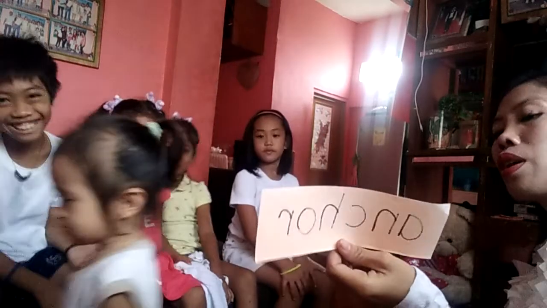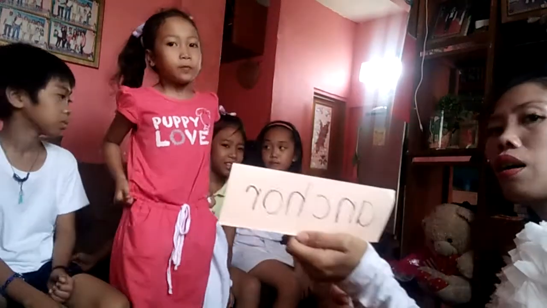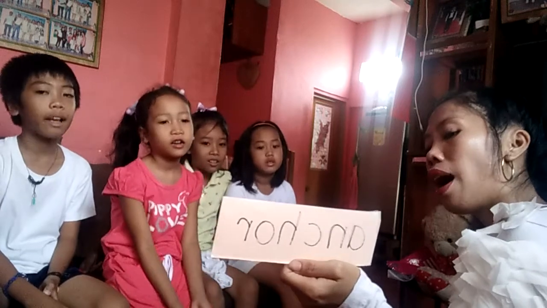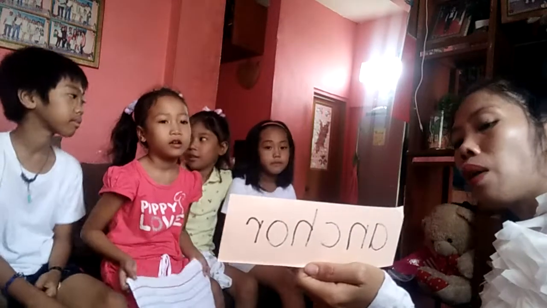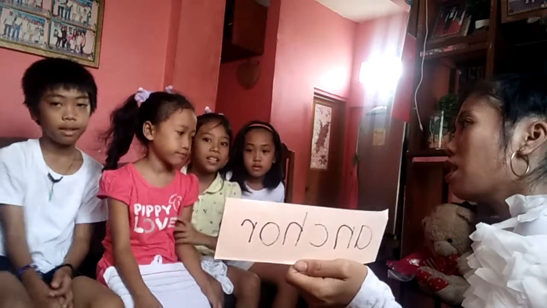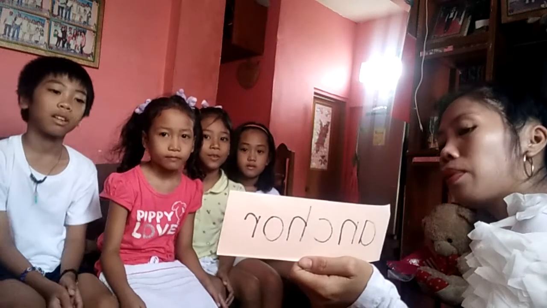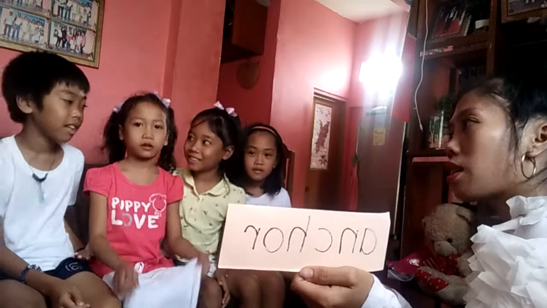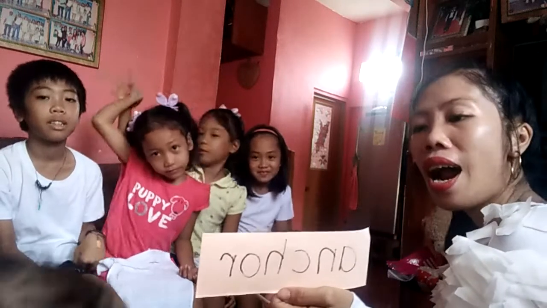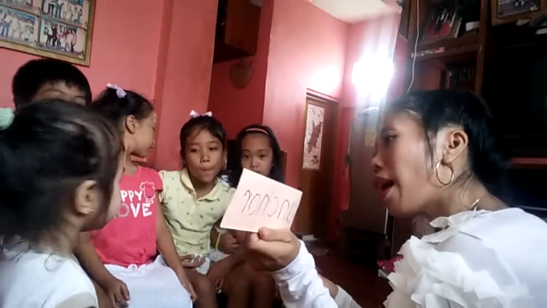Next, we have here words. The letter C is K. The letter H is K. The letter O is O. And the letter R is R. Encore. Okay, read it, Pia.